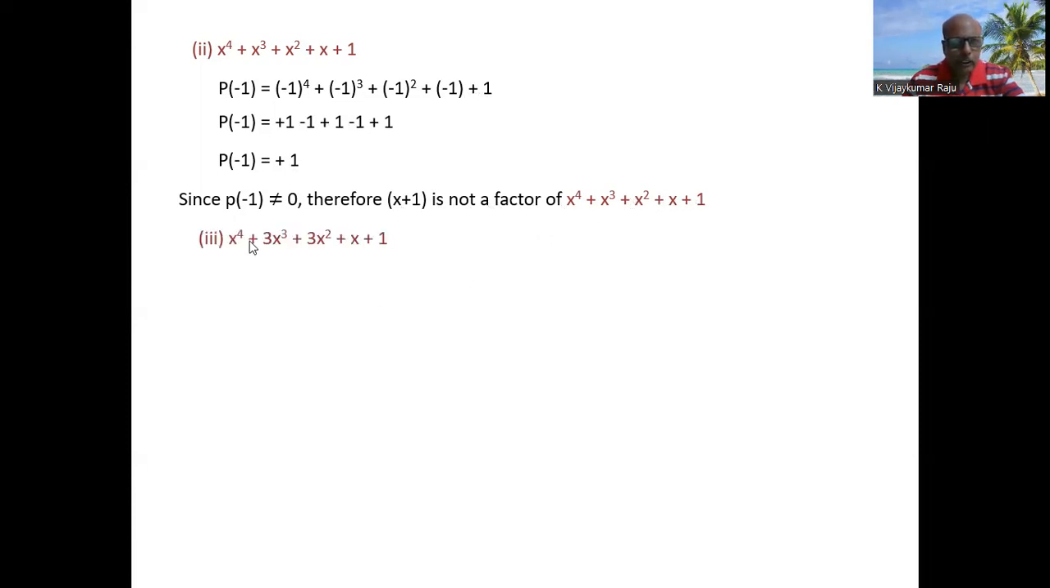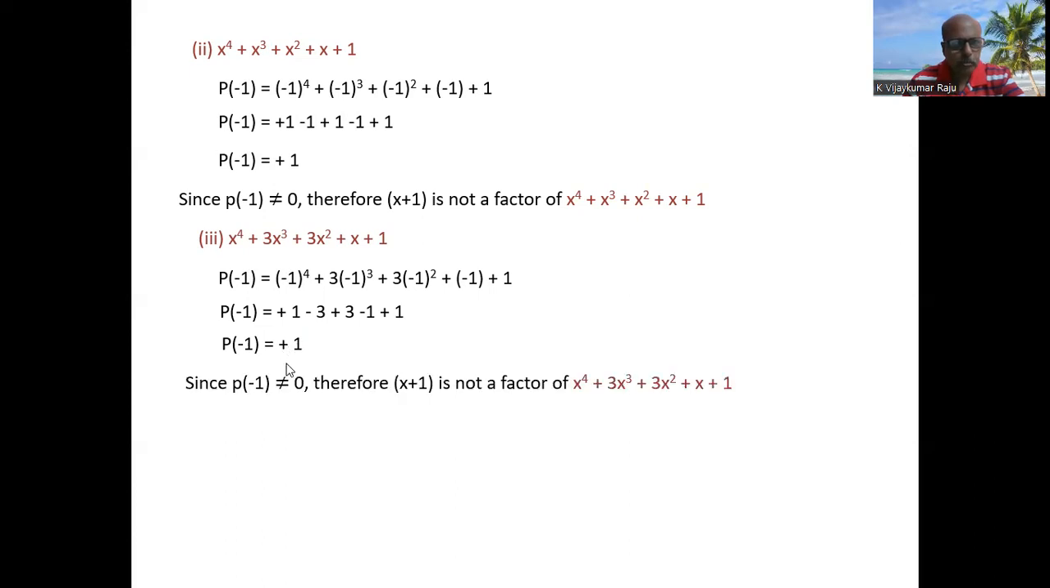Third one. Again, let's calculate p of minus 1. Minus 1 raised to 4 plus 3 into minus 1 raised to 3 plus 3 into minus 1 squared plus minus 1 plus 1. It will be 1 minus 3 plus 3 minus 1 plus 1. Minus 1 plus 1 cancels, 3 minus 3 also cancels. Only plus 1 remains, so p of minus 1 is plus 1. Again, p of minus 1 is not 0. Therefore, x plus 1 is not a factor of the polynomial.